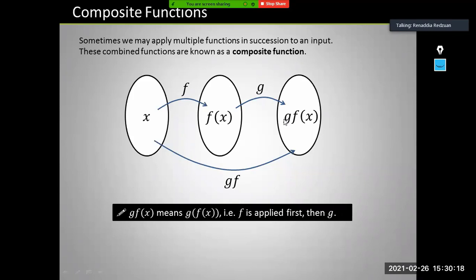So for composite function, whatever function written on the right hand side is the one that has to be applied first. So gf(x) means g of f(x). So we do function f first. Only then we do function g.